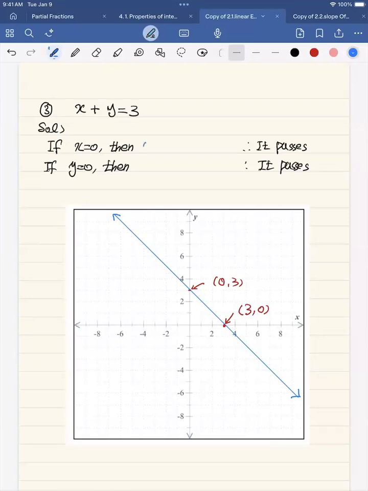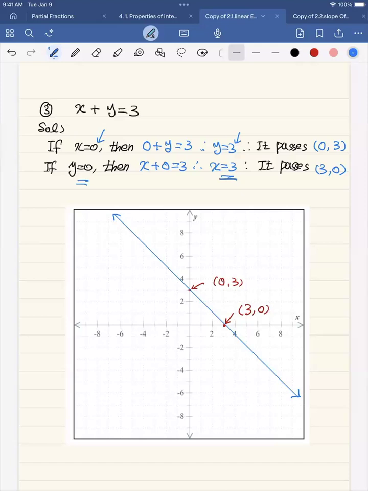When x equals 0, we have y equals 3. So our coordinate is x equals 0 and y equals 3. And if y equals 0, then we have an equation x plus 0 equals 3. So we have x equals 3. So x equals 3 and y equals 0. So that's 3 and 0.